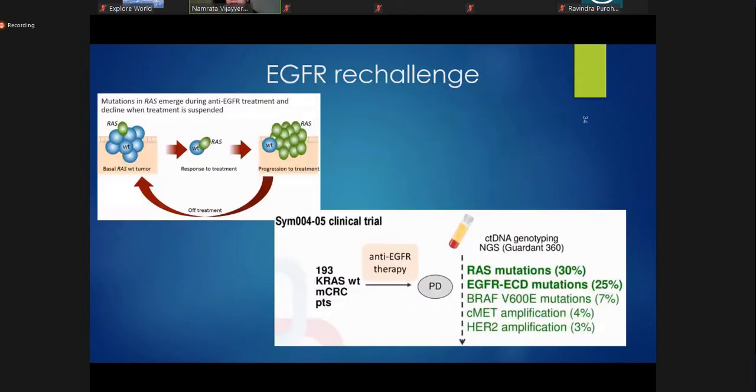So the last part is about the EGFR rechallenge. That's where all the fancy stuff is happening right now. And the whole idea is that if you give anti-EGFR therapy in a RAS wild type patient, what ends up happening is you have one clone that is RAS mutant, which is a very non-dominant clone. Because you eliminate all the RAS wild type clones, this clone actually becomes the dominant one, as you can see here. And as they progress, basically what is predominant is the RAS mutant clone, right?